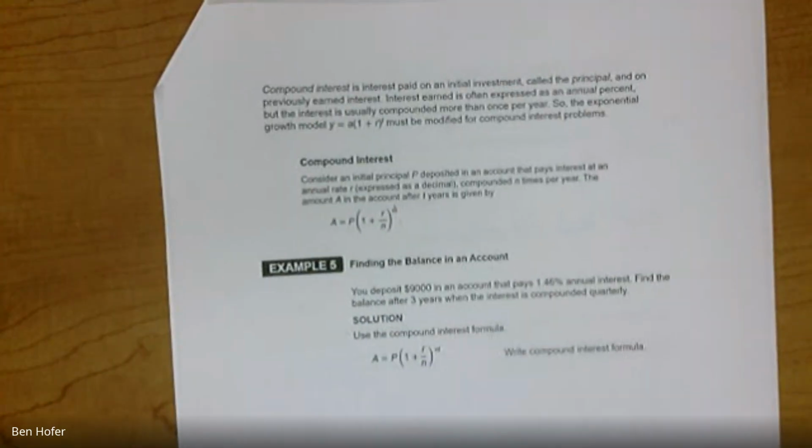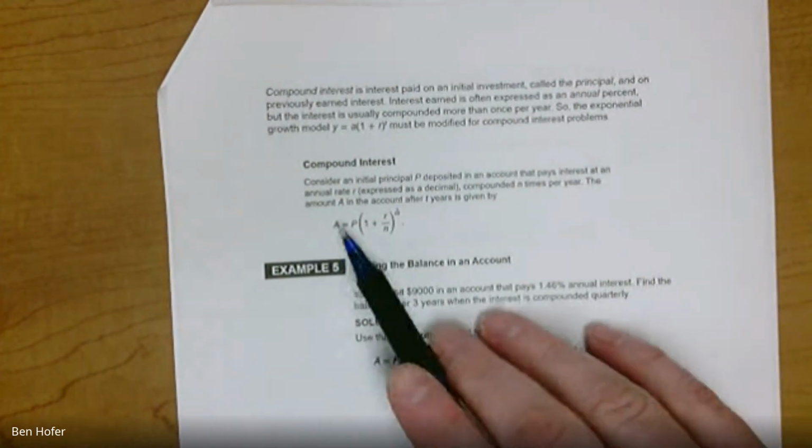So compound interest is paid on an initial investment called the principal and on previously earned interest. Interest earned is often expressed as an annual percent, but the interest rate is compounded more than once a year. So the exponential growth model is y equals A times (1 plus r) to the t. We have to modify that for banking purposes because banks usually compound that interest. That means they pay you the interest each month.